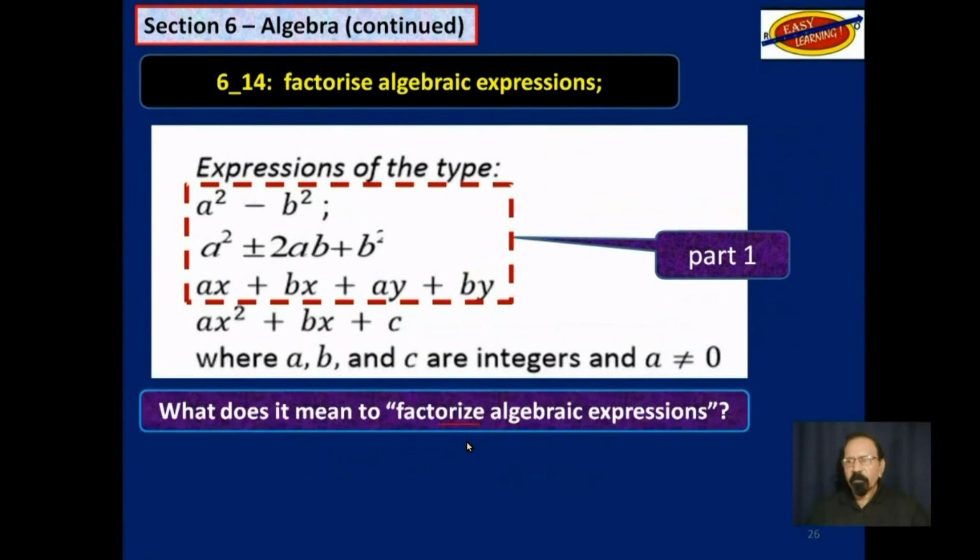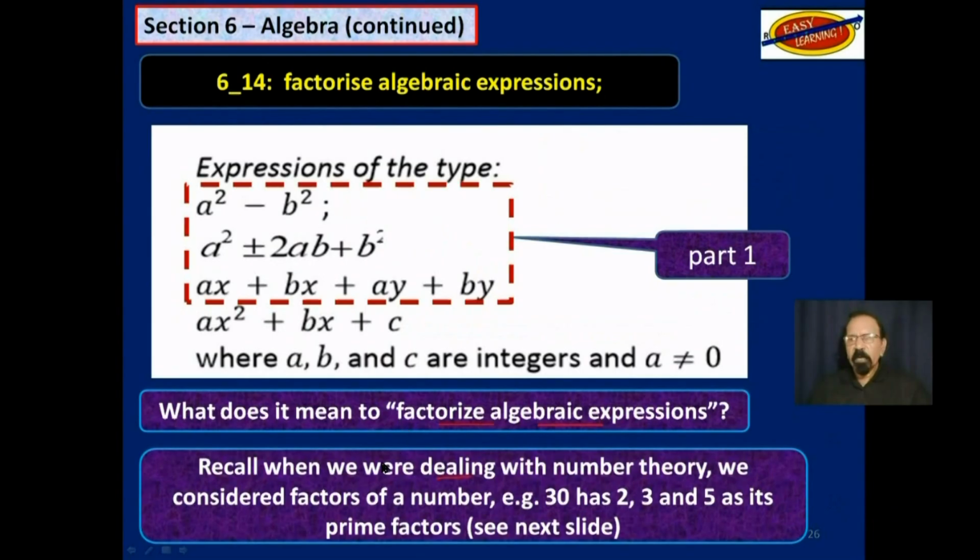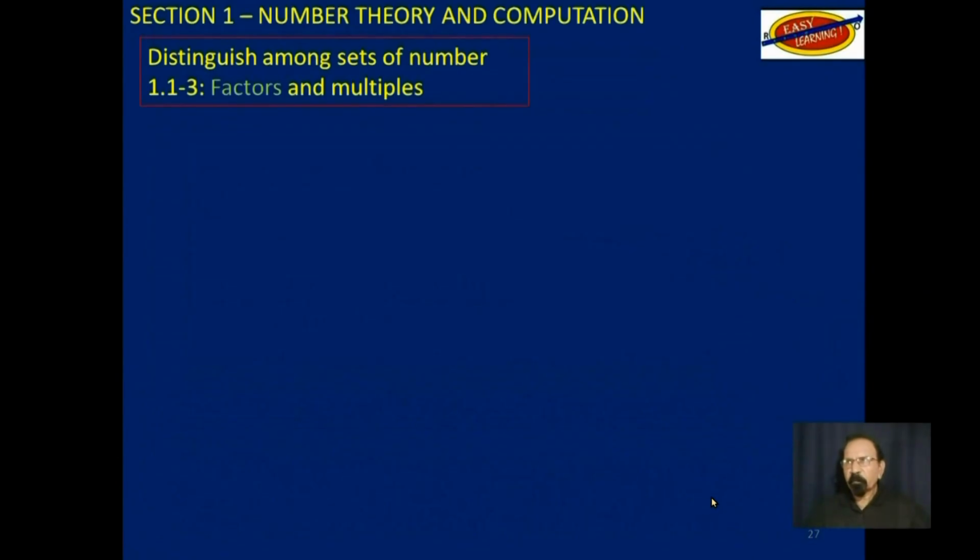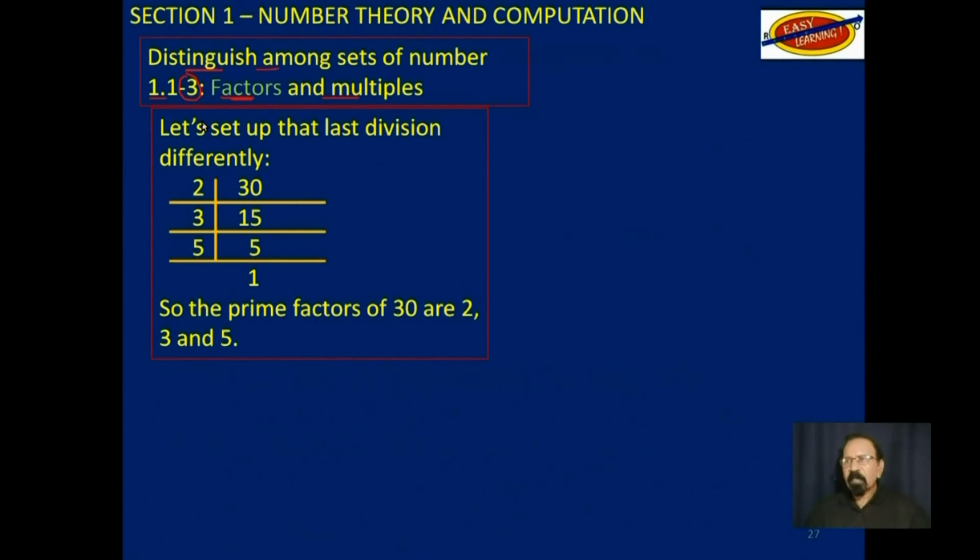What does it mean to factorize algebraic expressions? Now recall when we were dealing with number theory, we considered factors of a number. Example, in the case of 30, the prime factors are 2, 3, 5. Let's refresh your memory from previous video. This was part 3 of objective 1.1. That's the very first section, when we were talking about factors and multiples.